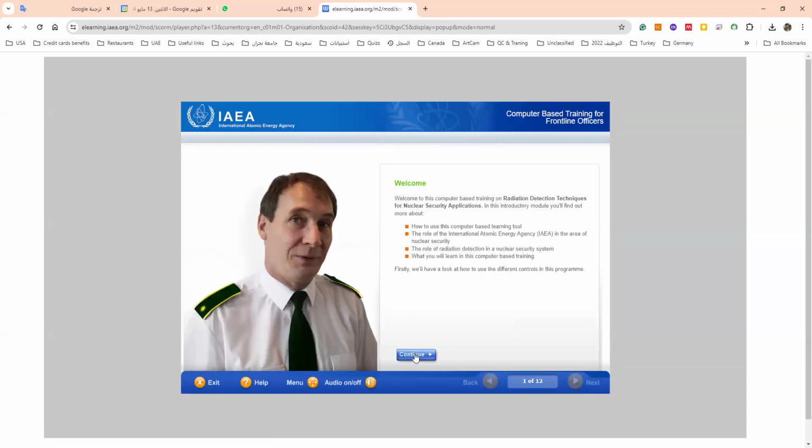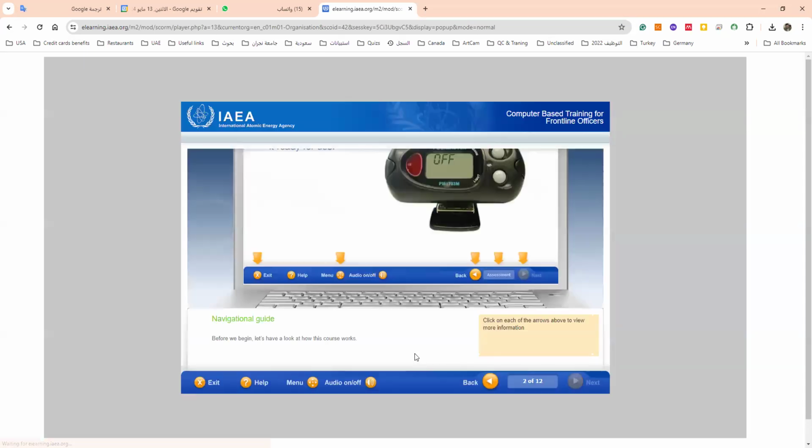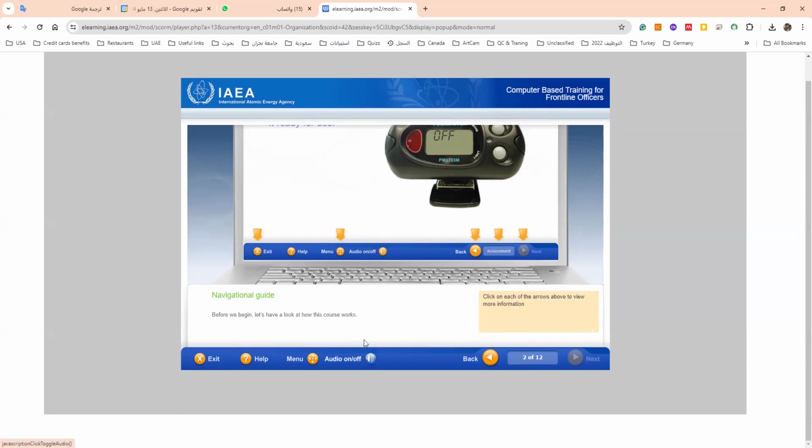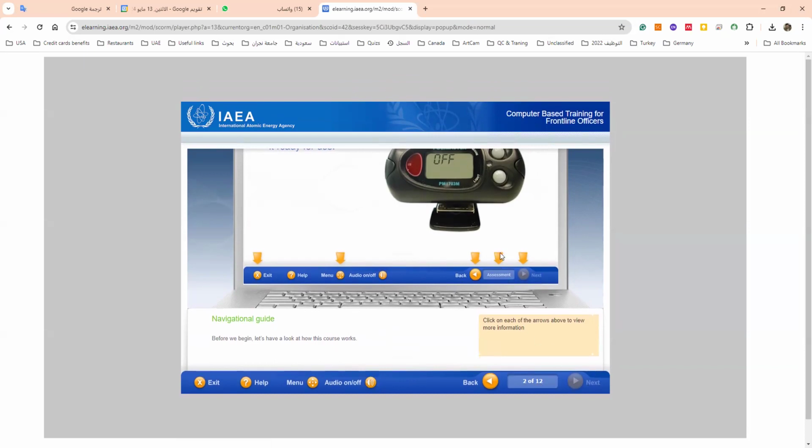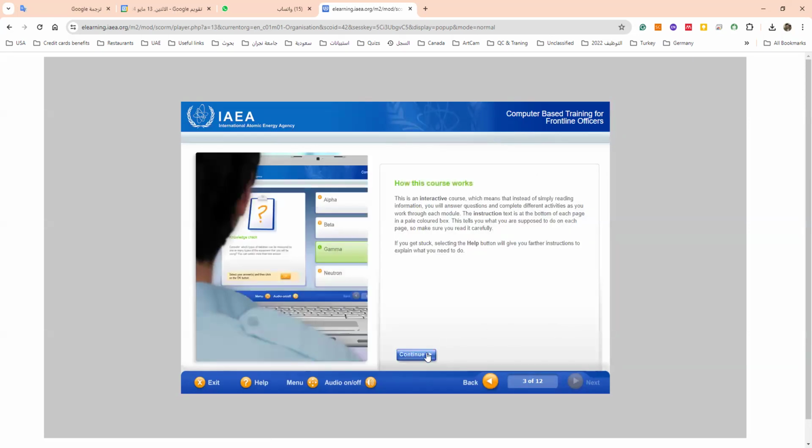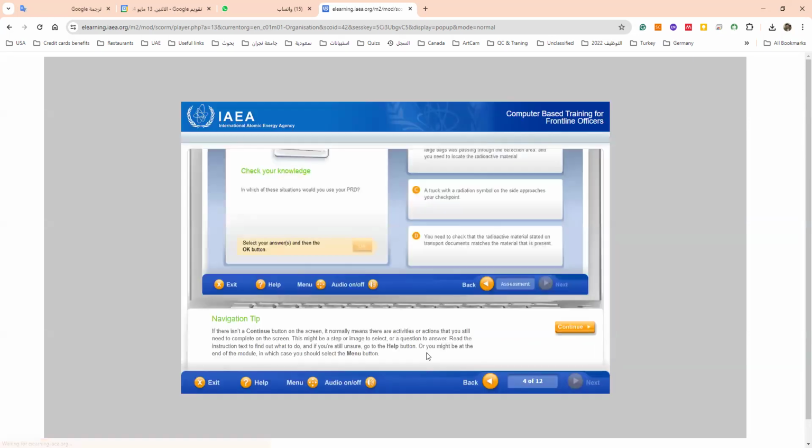This is just a quick welcome, so we'll continue here. You have to ensure that you press all these buttons to activate the next. You have to click on any of these arrows. So continue will appear here. So press next, then continue.